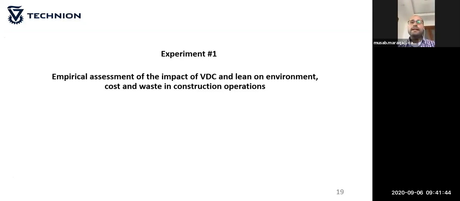Experiment number one is an empirical assessment of the impact of VDC and Lean on environment, cost, and waste in construction operations. And we selected for this study one of the most important construction operations, the masonry works, partition walls, because it has already been studied and we have data from previous projects in the past, so we can measure now and see the improvement that occurred.